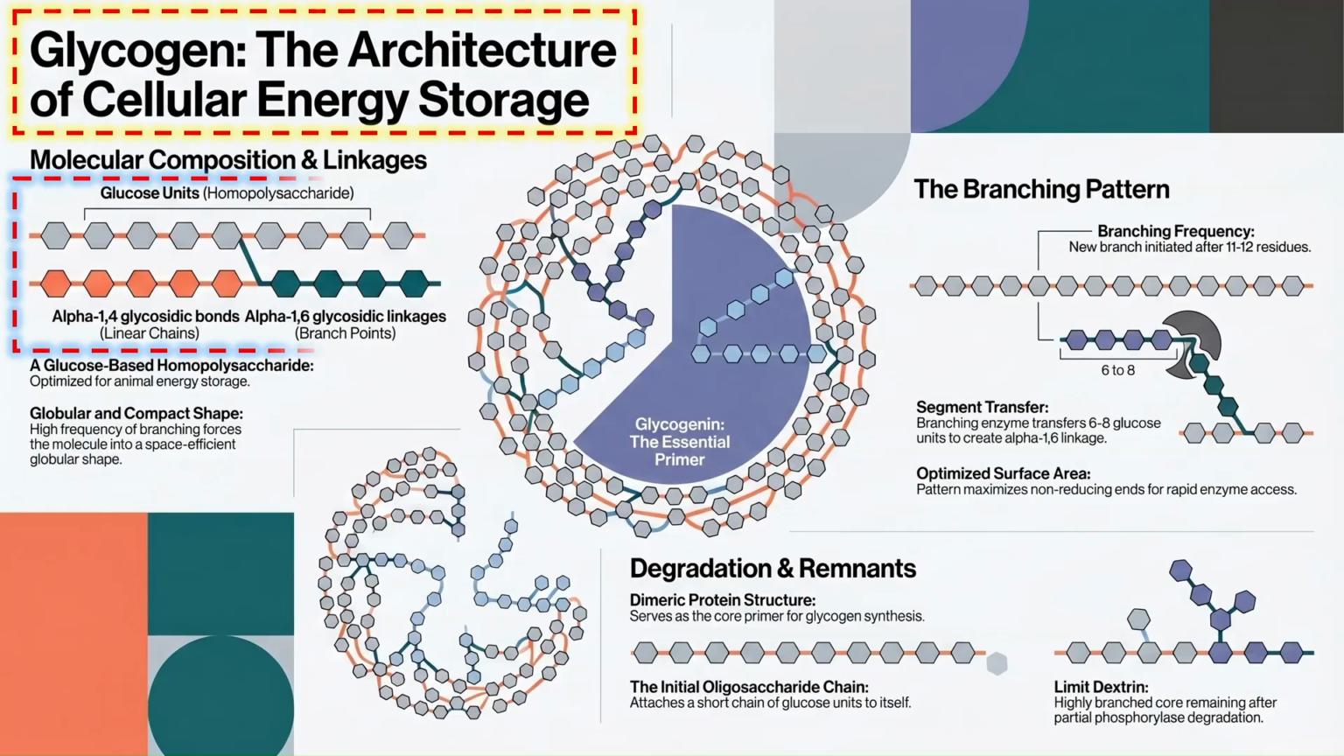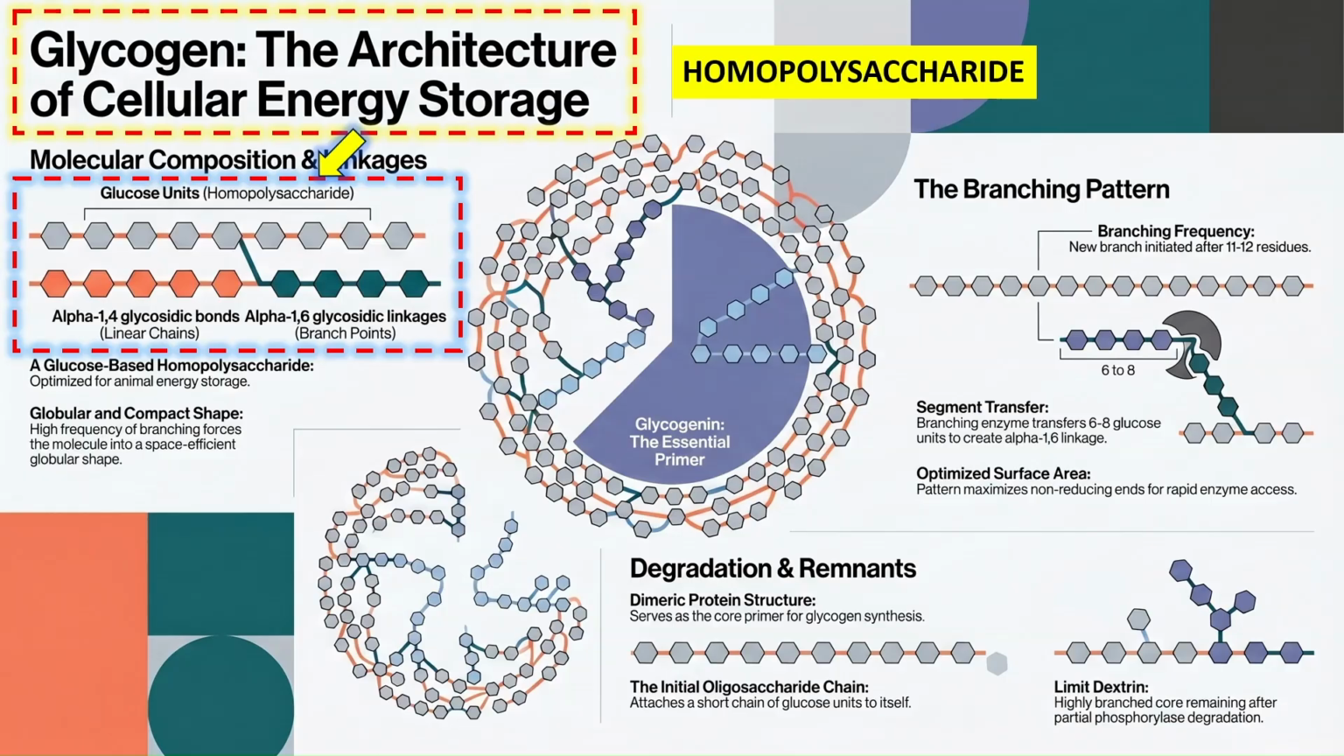First, look at the linear structure. Glycogen is a homopolysaccharide, which means it is made entirely of one type of sugar, that is glucose. The glucose molecules are connected by two different types of glycosidic bonds. The straight portions of the chain are joined by alpha 1,4 glycosidic linkages, while the branch points are formed by alpha 1,6 glycosidic linkage. For simple comparison, think of alpha 1,4 bonds as the main road and alpha 1,6 bonds as the side streets branching away from the main road.